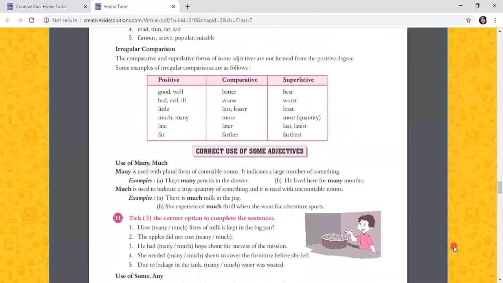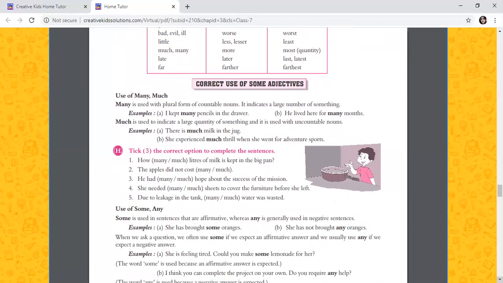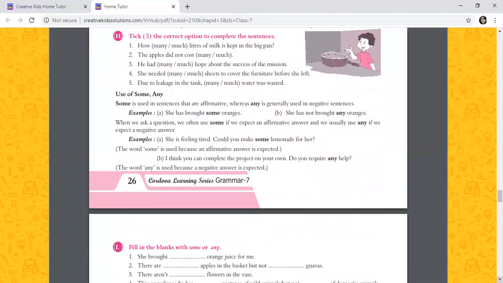Then correct use of some adjectives. Where to use those adjectives? Use of many and much. Many will be used in case of the plural form of countable nouns. It indicates a large number of something. I kept many pencils in the drawer. He lived here for many months. Here, much is used to indicate a large quantity and many is used for the plural form of the countable noun.